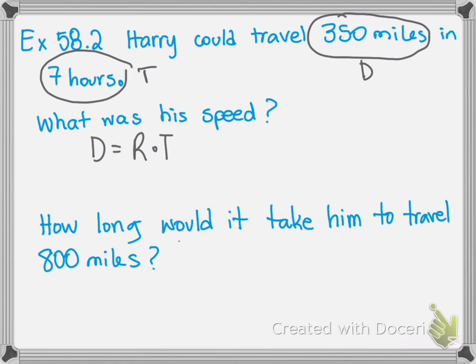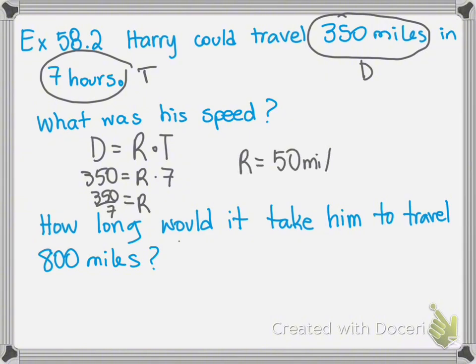So the distance is 350. The rate is what we don't know, and the time is 7. Again, the 7 is multiplying, so we pass it to divide, and 350 divided by 7 is 50. I'm going to put the answer here, 50 miles per hour.